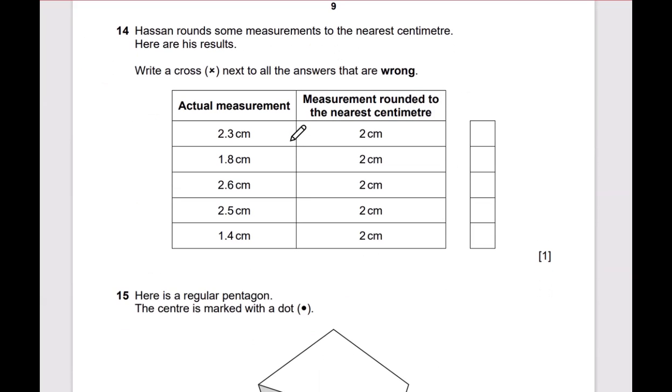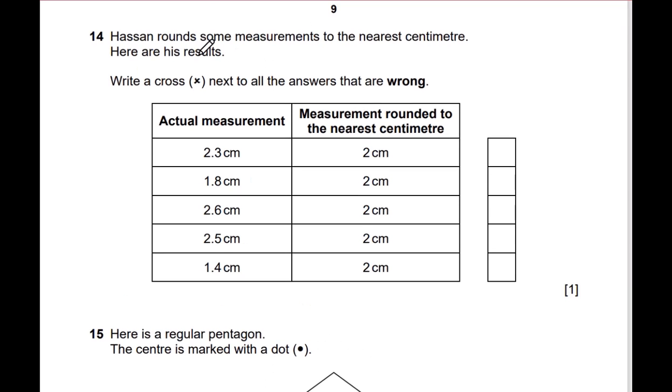Next, question 14. Hassan runs some measurements to the nearest centimeter. Here are his results. Write a cross next to all the answers that are wrong. Actual measurement 2.3, rounded to the nearest centimeter is 2. 1.8 rounded to 2. 2.6 rounded to 2. 2.5 rounded to 2. And 1.4 rounded to 2. So which one is the one that we have to put the cross, which is wrong in rounding off? So a few seconds.